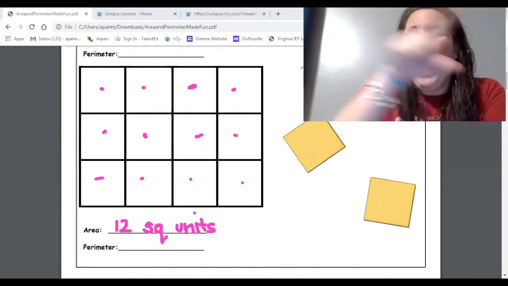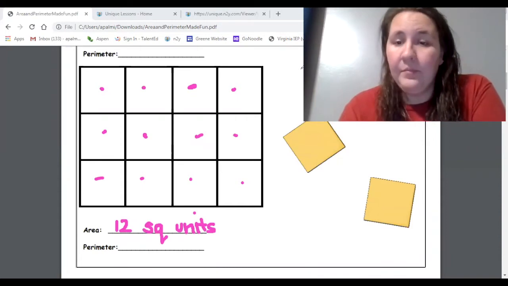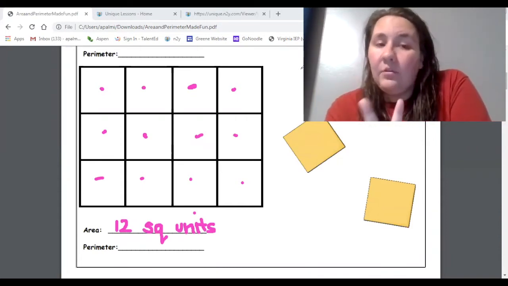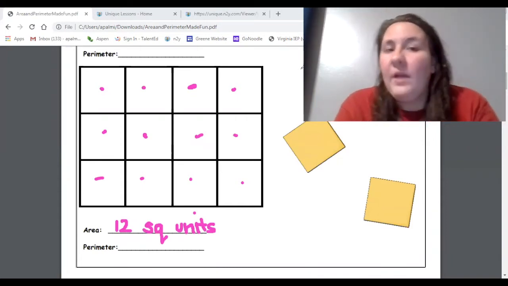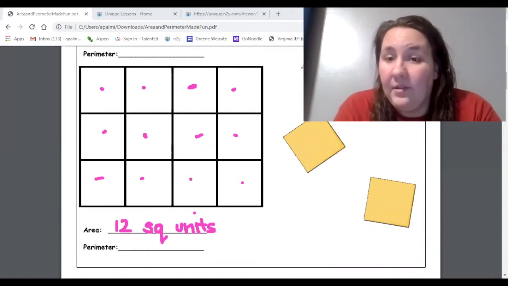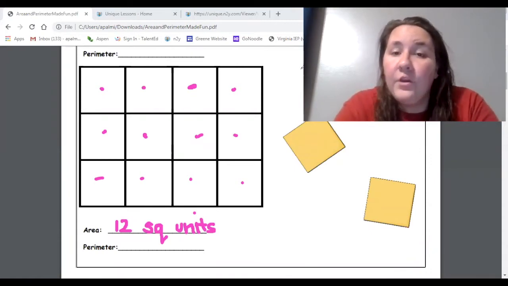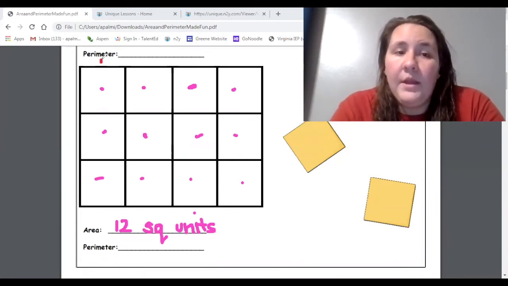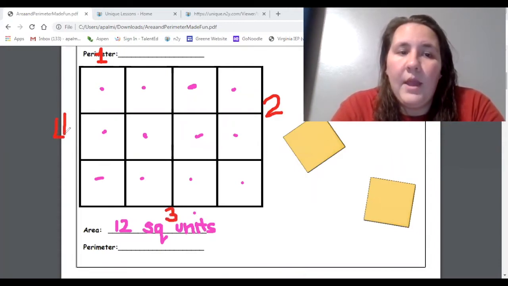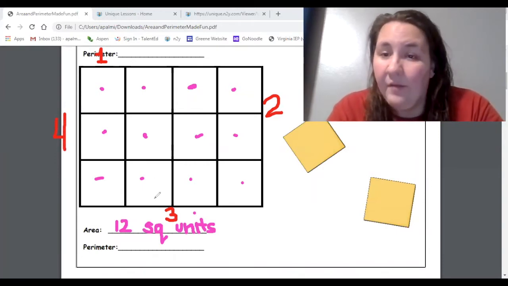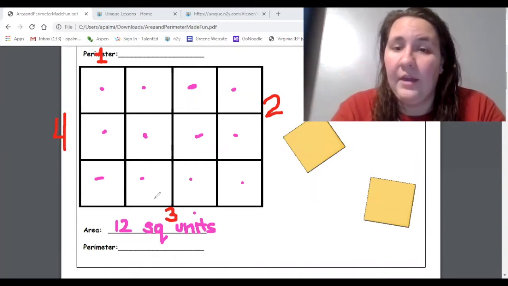Perimeter is along the outside of the shape, okay? And remember, there's two different ways we can do that. So let's do it the hard way first, because I think we need to practice that just in case. First thing I'm going to do is label my sides. I'm going to put a 1 up here for this side, a 2 over here, a 3 down here, and a 4 over here. That way I know how many sides I have. So I need 4 different numbers for each side, okay?